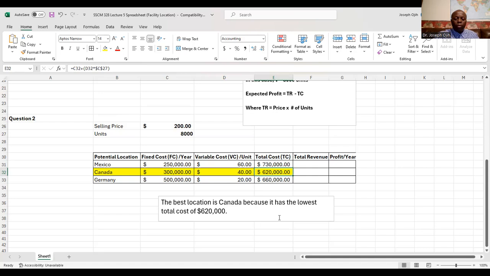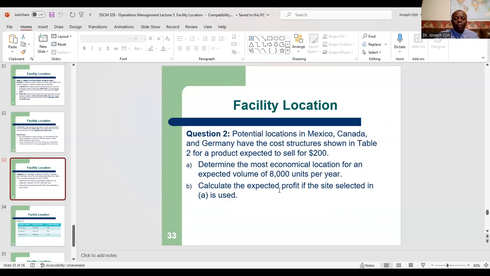Now let's look at the second question. It says: calculate the expected profit if the site selected in part A is used. So now to answer this, I can just calculate the expected profit for all of them.